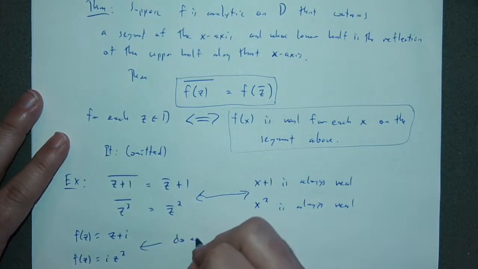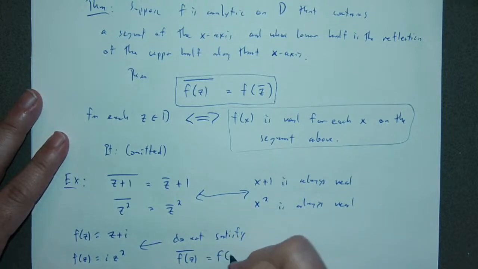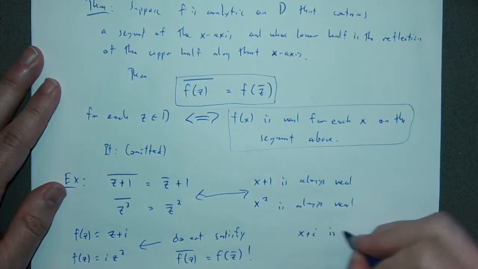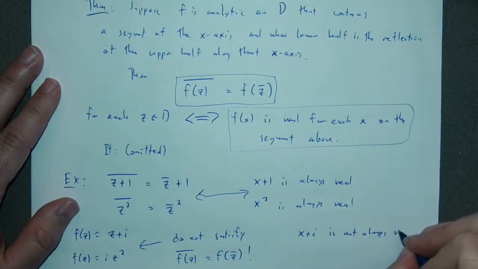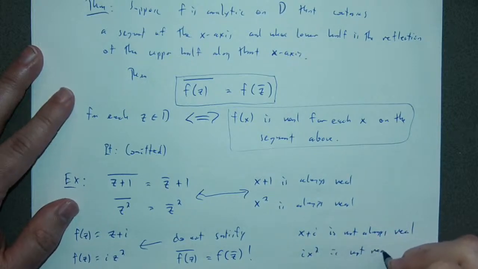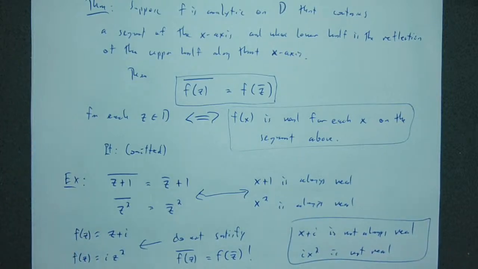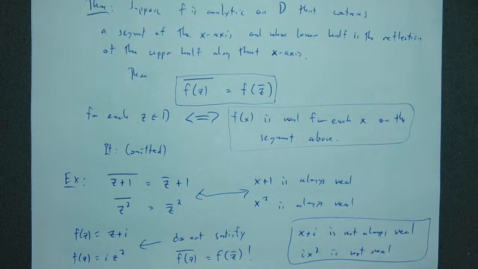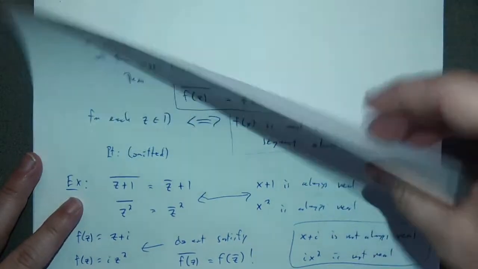So these do not satisfy the conjugate of f of z is equal to f of the conjugate of z. Okay, but you should be able to immediately see that because x plus i is not always real. In fact, it's not real, right? And same thing, i x squared is not real, right? Okay, so this gives a quick way of determining when functions satisfy this property and when they don't. Okay, so definitely in general, do not assume that this is a property that is in general held by functions of a complex variable. Okay. So I don't see any questions about that stuff, so I will continue.